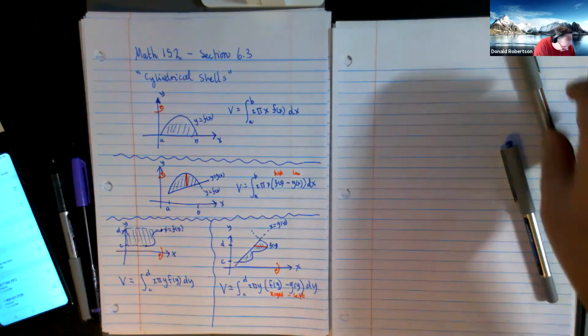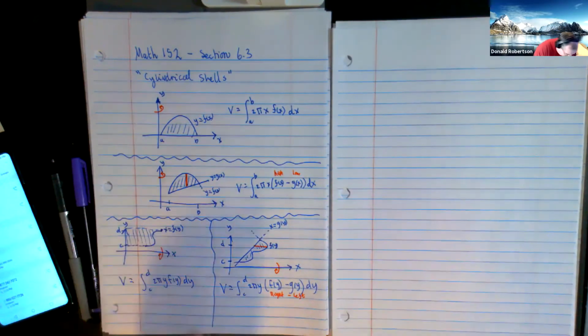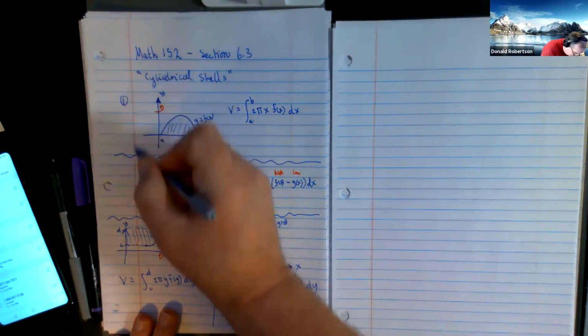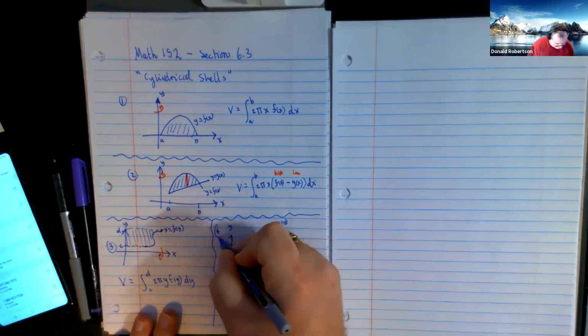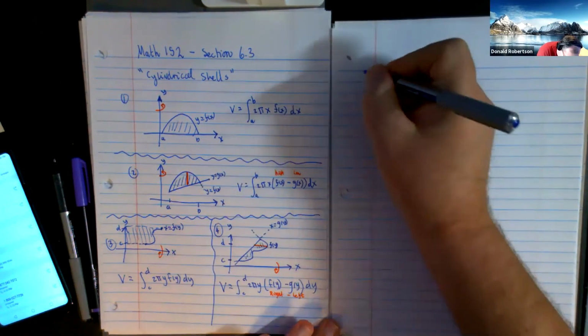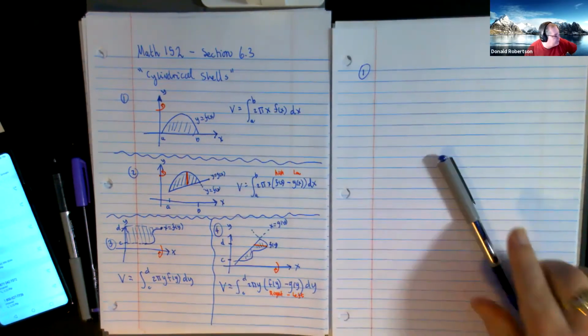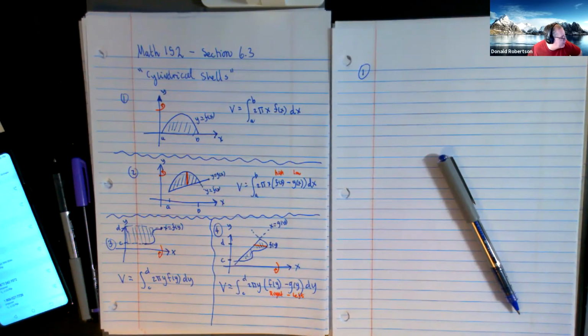So let's start the ball rolling. I'm going to call these situation 1, situation 2, situation 3, and situation 4. Situation 1 is going to be a single curve rotated about the y-axis. So who am I picking? I'm picking this guy.